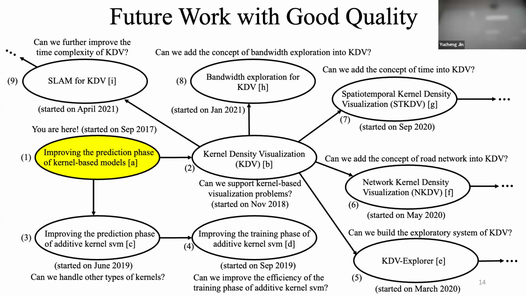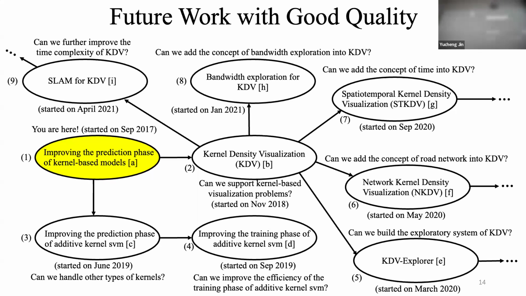In September 2017, I was here. At that time, I wanted to do something in kernel-based machine learning models, maybe kernel SVM. And I know that the prediction phase is very slow. In the prediction phase, given a query, you predict whether it is class 1 or class -1. But kernel-based models are very slow, so I wanted to improve the prediction rate of the kernel models.